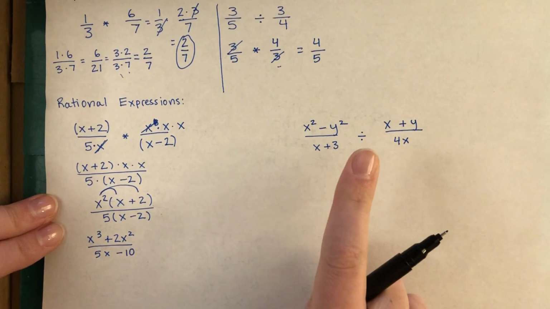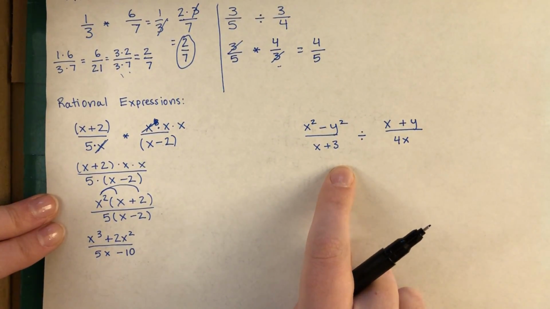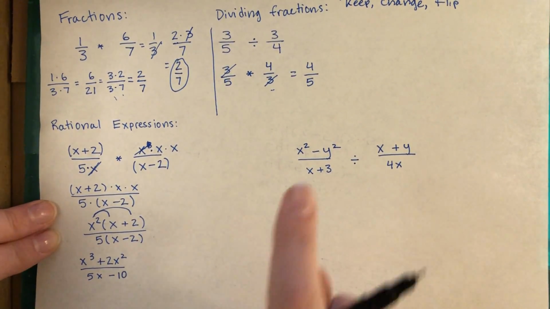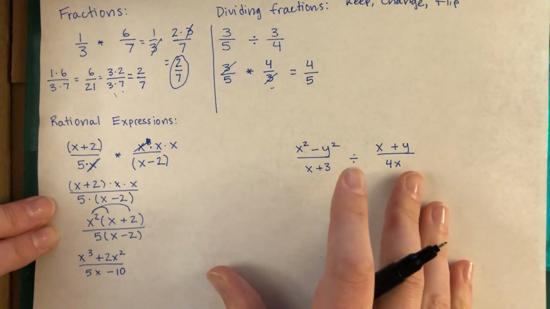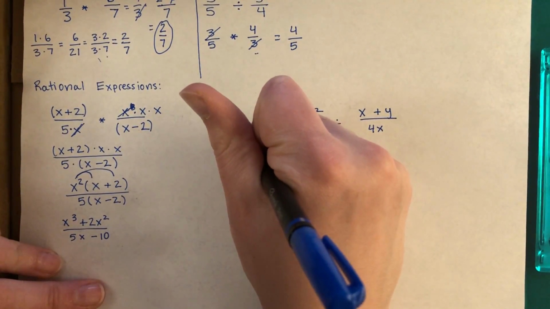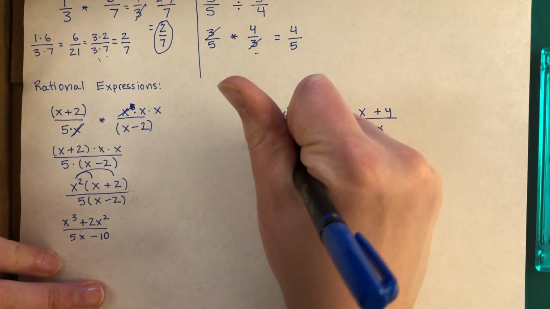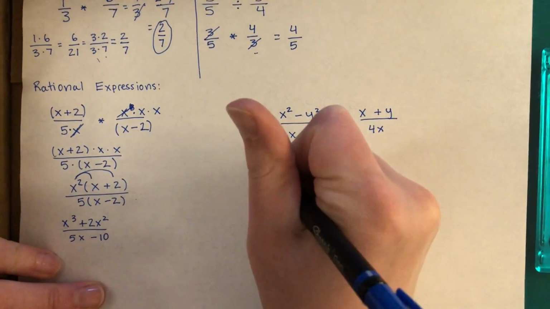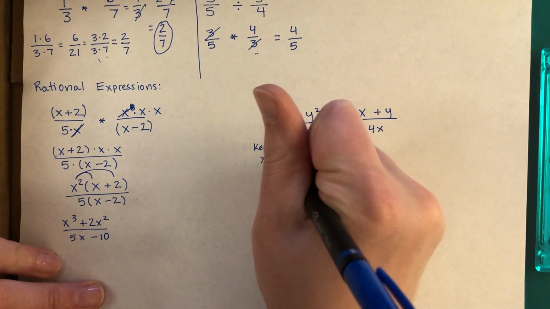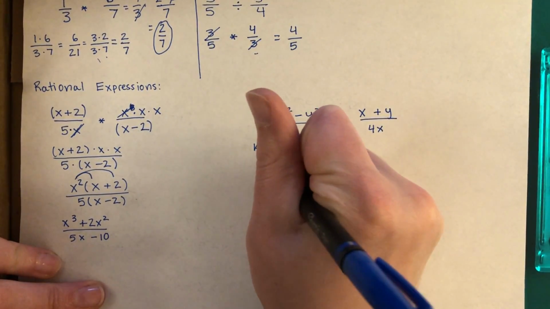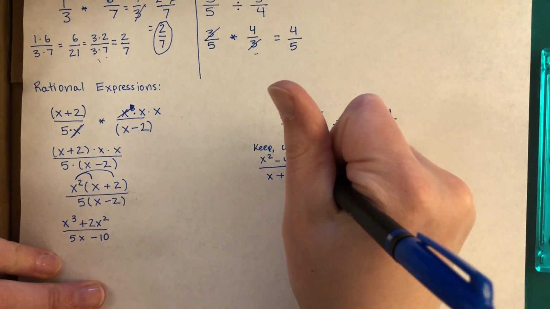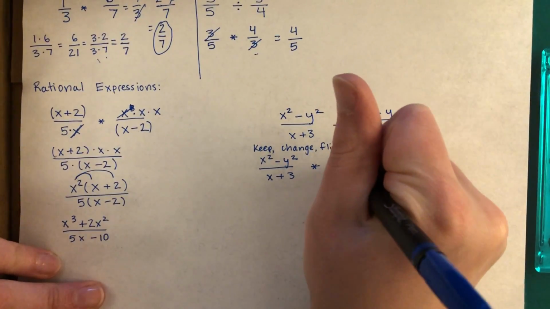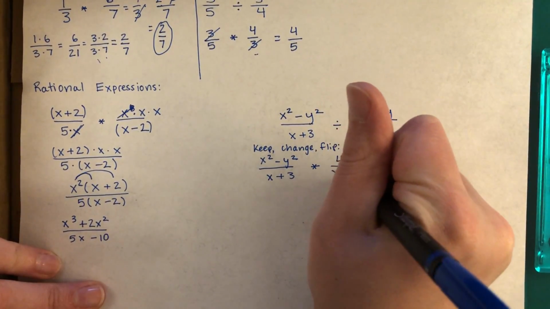Now let's see what we do to divide two rational expressions. This is going to be the same relationship as it was with fractions. It's going to be the same process, except that first we will keep, change, flip. So let me start with that. Keep, change, flip. That's going to be x squared minus y squared over x plus 3 times, that's the change, and then my flip is going to be 4x over x plus y.